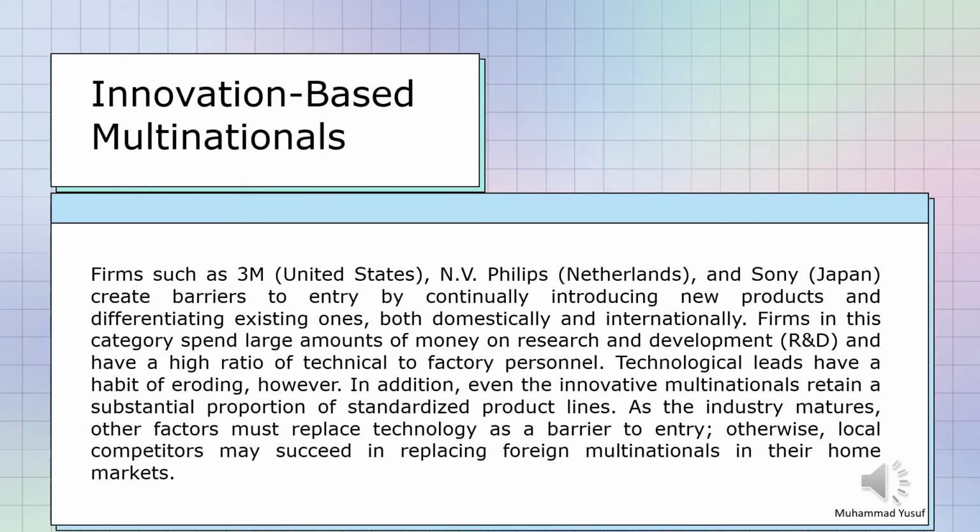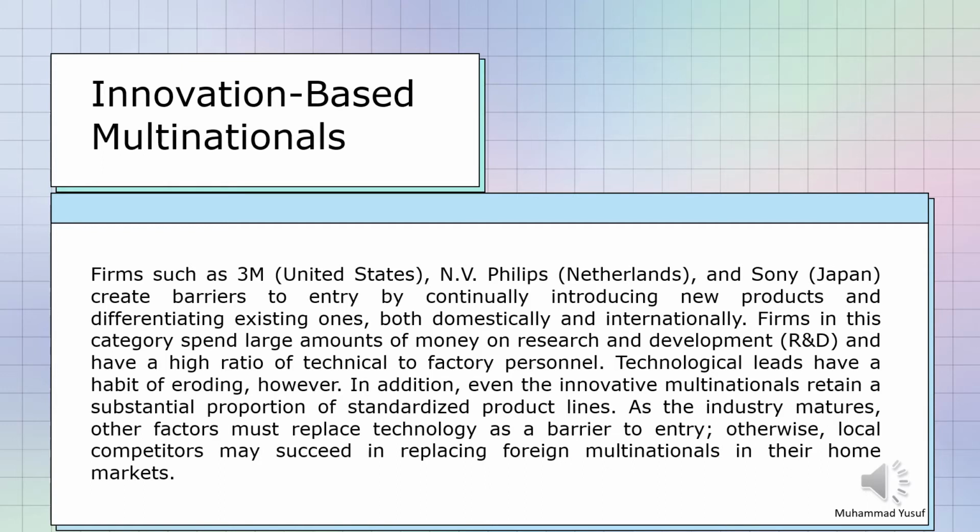NV Philips, Netherlands, and Sony, Japan, create barriers to entry by continually introducing new products and differentiating existing ones, both domestically and internationally. Firms in this category spend a large amount of money on research and development and have a high ratio of technical to factory personnel. Technological leads have a habit of eroding. However, even the innovative multinationals retain a substantial proportion of standardized product lines.